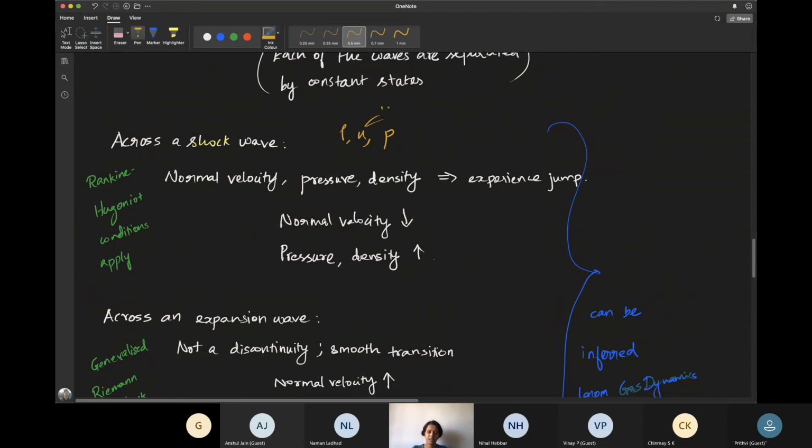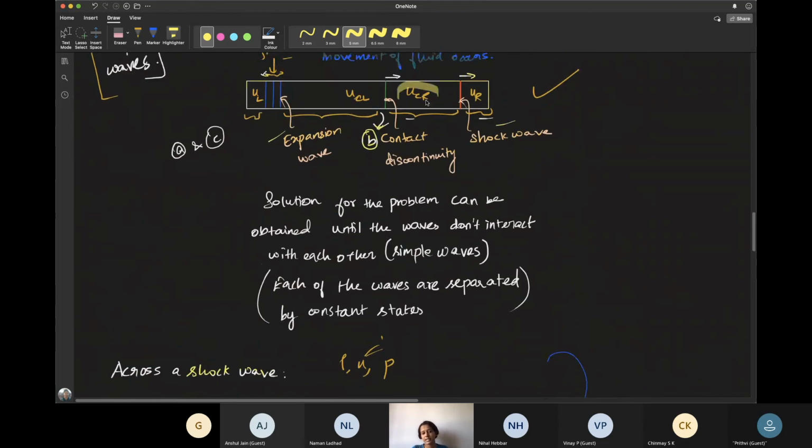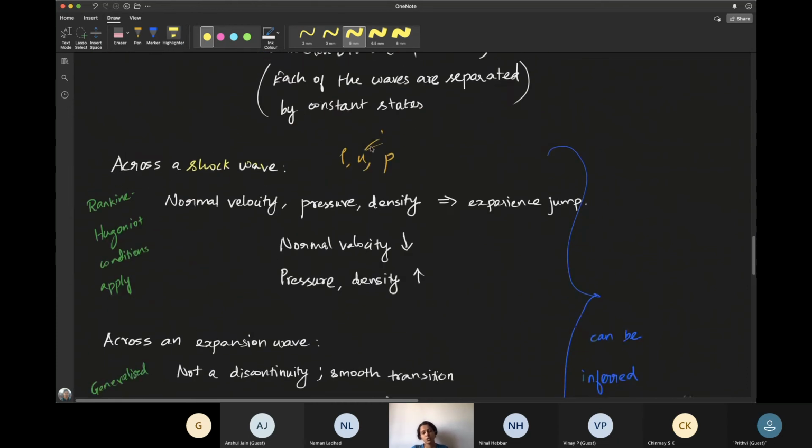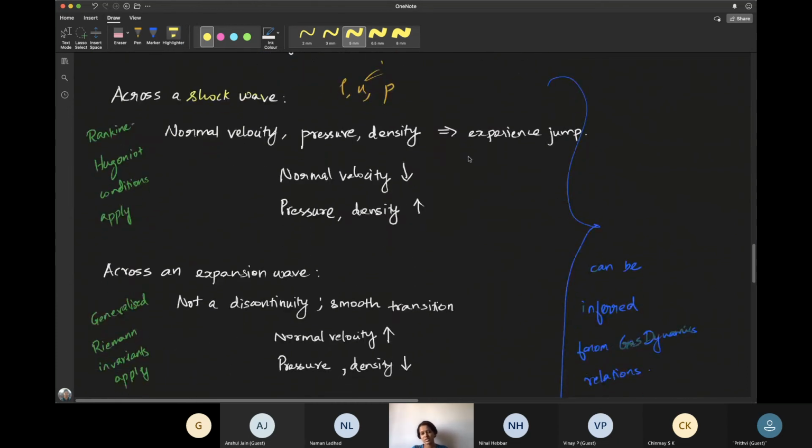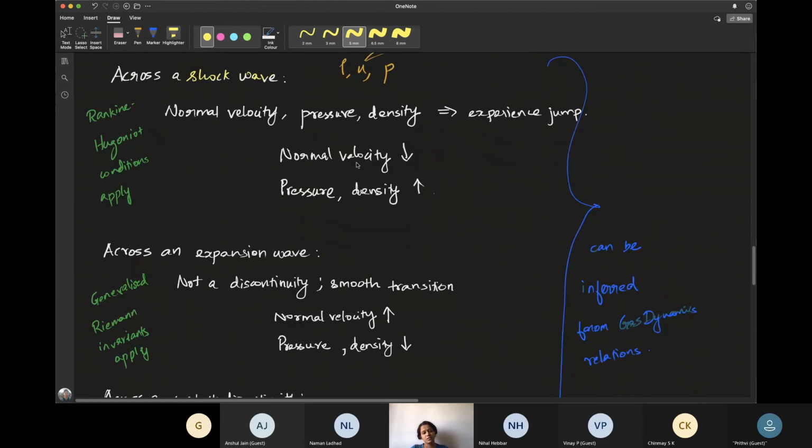U can be written as normal and tangential velocity for a 2D case. For 1D case, you only have normal velocity. So across, I'm just writing what all changes across a shock wave, because I have said that states are constant here and here, but the value for your solution changes in this region, in the small shock wave region. Same happens in the contact discontinuity as well. Same happens in this expansion region as well.